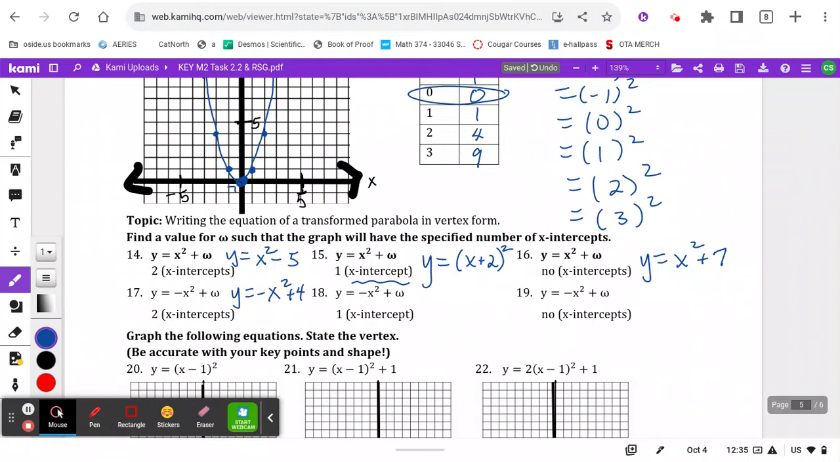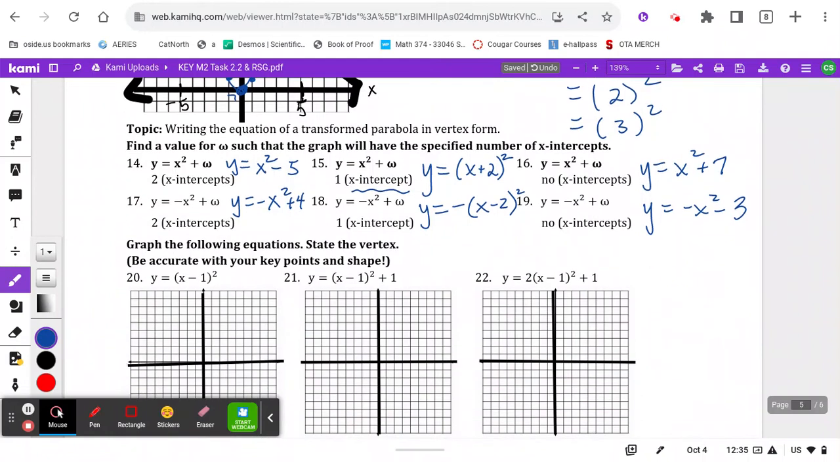Next, we want it to have one x-intercept. So again, just moving it right or left along that axis, we could move it x minus 2 squared or x plus 2 squared, moving it right or left. Finally, no x-intercepts. If it's an upside down parabola, I'm just going to want to move it down. So minusing any number to move it down would mean it does not touch the x-axis. So your answers for numbers 14 through 19 are going to vary.